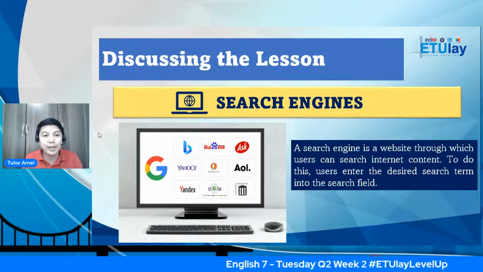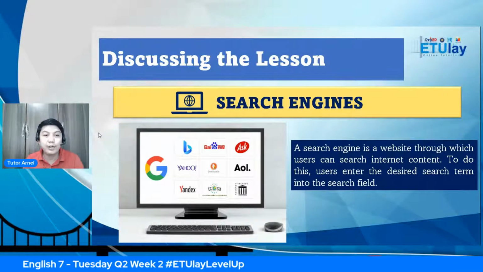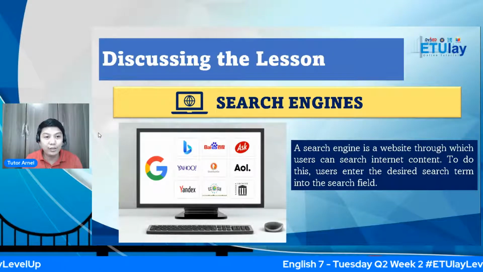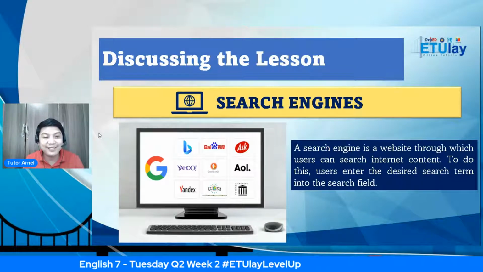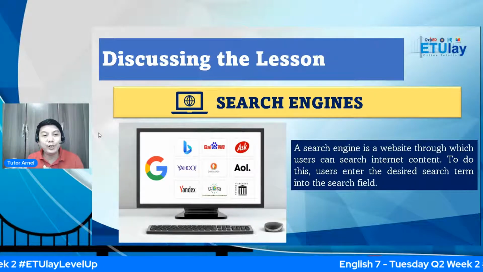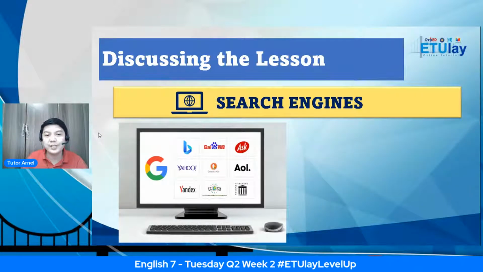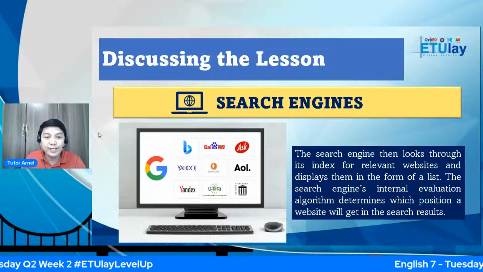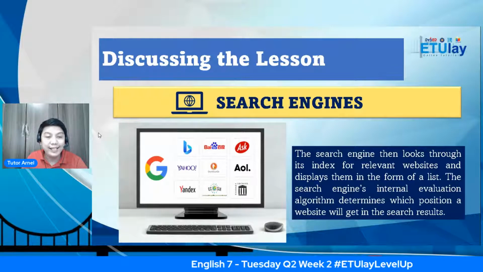So for example, pag nag-type kayo doon sa inyong URL o doon sa inyong website bar, magta-type kayo doon ng www.google.com, lalabas yung interface ni Google and meron kayong makikita doon na parang search, tas yung parang may magnifying glass. And then when you type something doon sa search bar, pag in-enter nyo, lalabas doon yung mga hinahanap nyong mga information. What else? So, the search engine then looks through its index for relevant websites and displays them in a form of list.